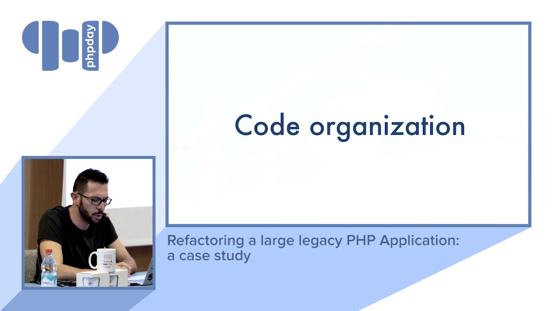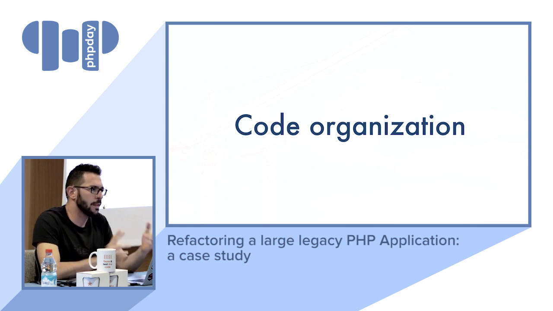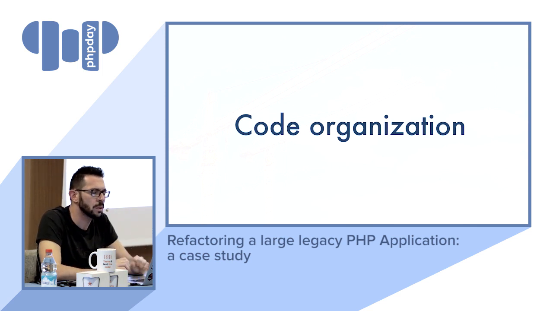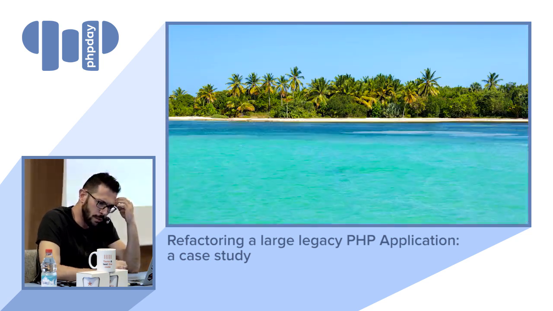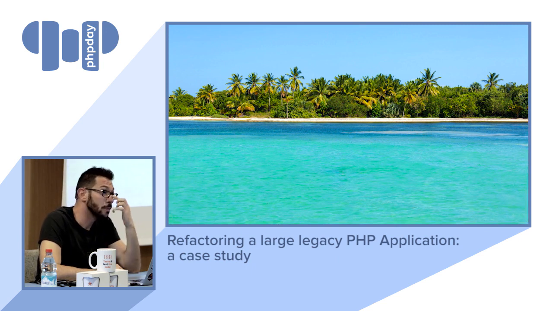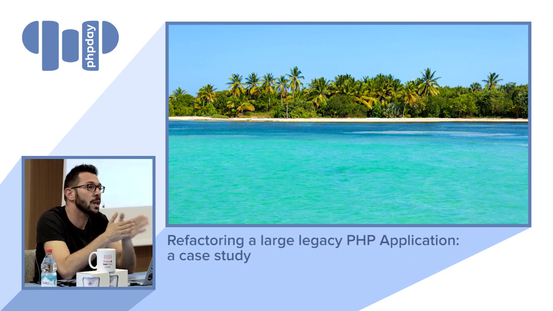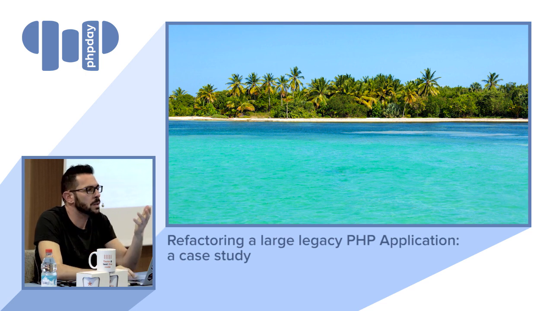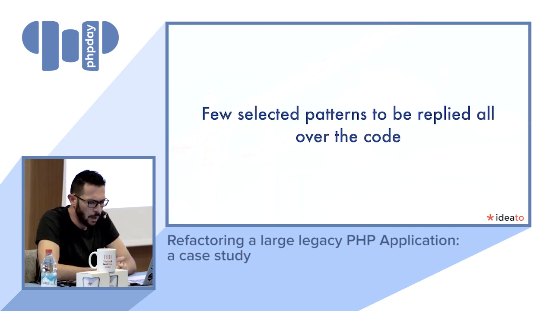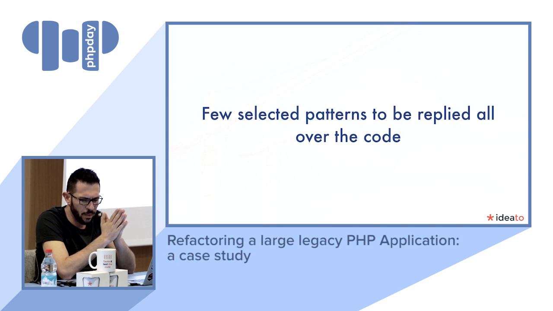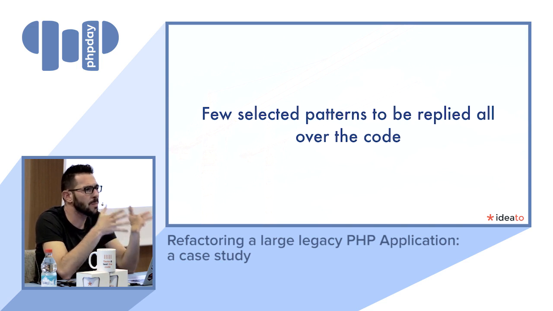So also we wanted to separate the good code we wrote from the previous one. So we created what we called API Island. Okay, so the API Island was a part in our repository which contains only good code. What does it mean, good code, in this context? Well, it means that this code implements a few selected patterns that can be replicated all over the code.